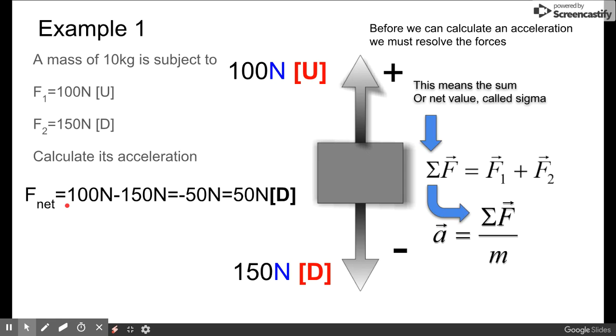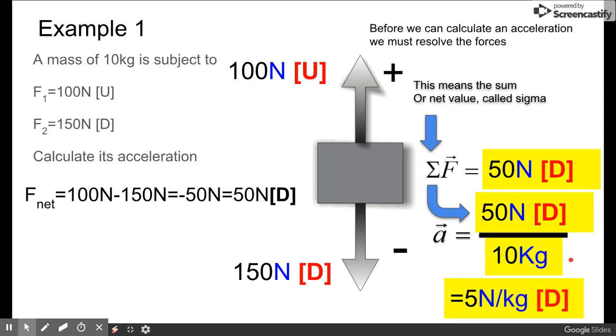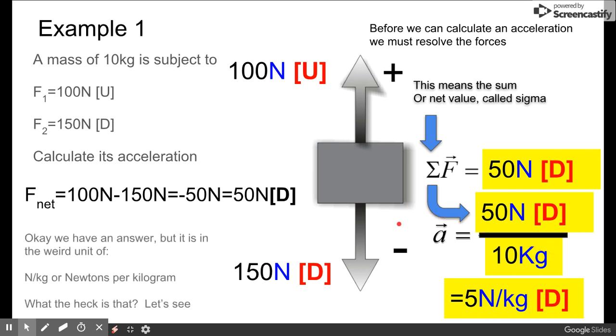So getting rid of the direction and changing it to integer notation, positive 100 added to negative 150 equals minus 50 newtons. Minus is down. There's our answer, 50 newtons down. So 50 newtons down is our total force. Now we can put it into Newton's equation, divide by the mass, and we get our answer of 5 newtons per kilogram down. Now what the heck is a newton per kilogram?